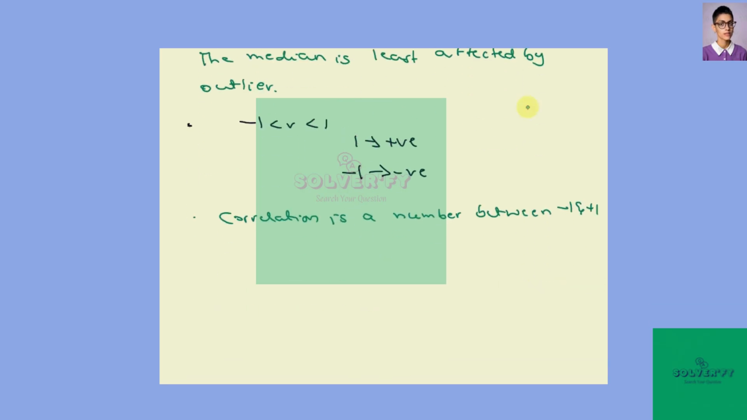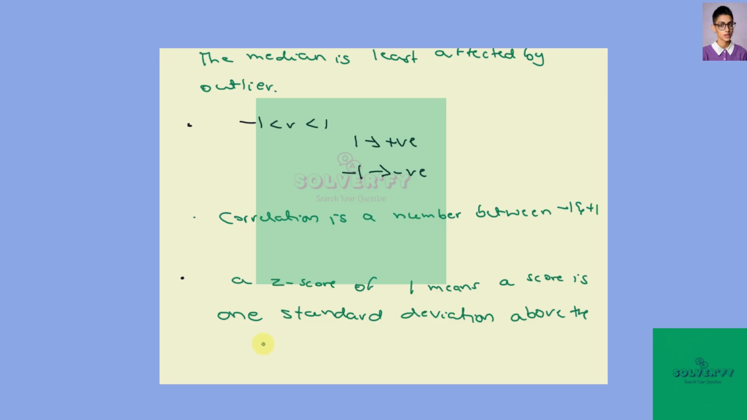And next, Z-score is a measure of how many standard deviations below or above the population mean of raw score. So here, a Z-score of 1 means a score is one standard deviation above the mean.